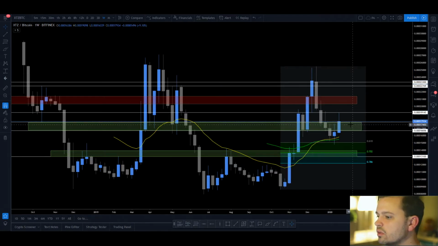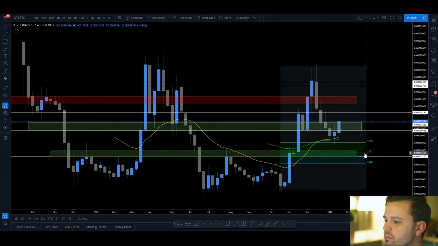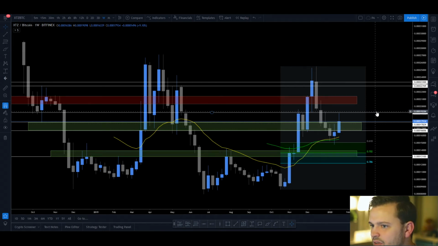If we do lose this level here, we have the midpoint of the RLC right in the middle of this high time frame support here. So I don't really think I need to even look at the daily here. This is all you need, right? Weekly close above this support, a move higher. Lose this level, a move down into the RLC for a possible reversal.